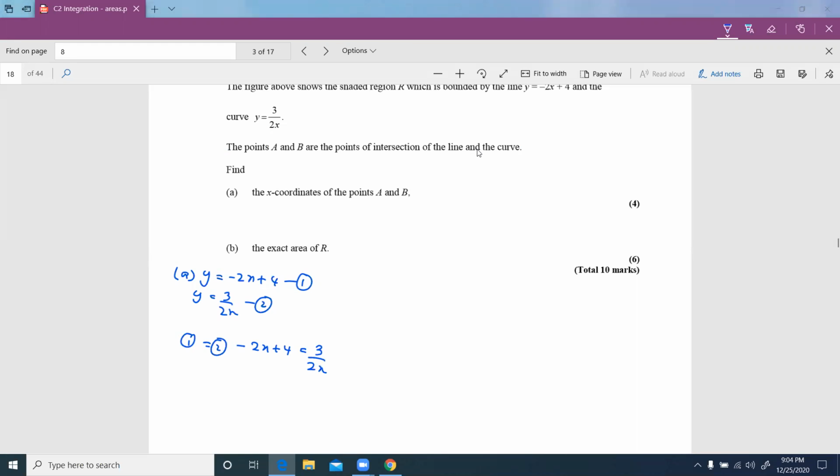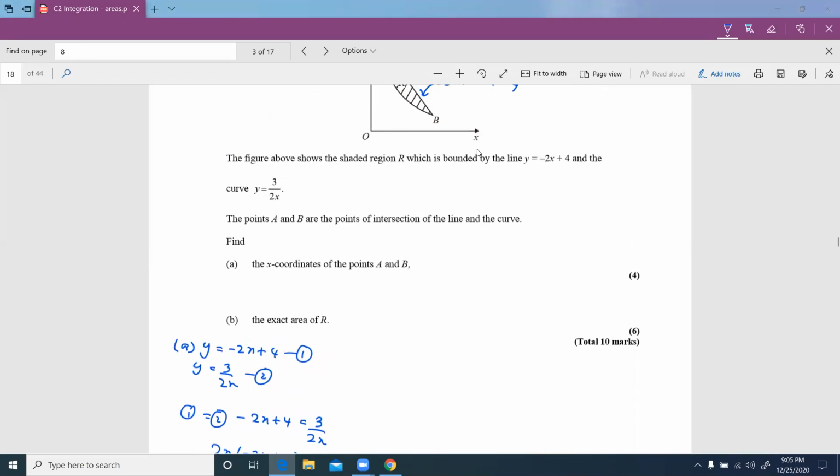So minus 2x plus 4 equals 3 over 2x. Then just cross multiply, and you get 2x times minus 2x plus 4 equals 3. That turns up to minus 4x squared plus 8x, and we bring this to the other side to form a quadratic equation. You can put it into the formula and obtain the answer. Working it out, the coefficients are -4, 8, and -3, and that turns up to 3/2 and 1/2. We need the x coordinate.